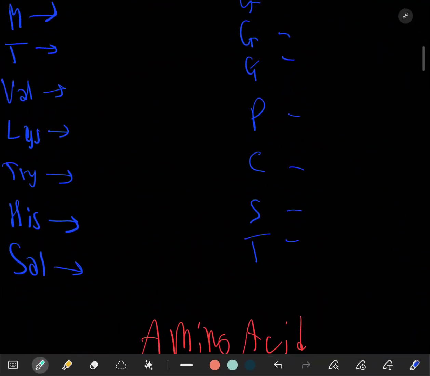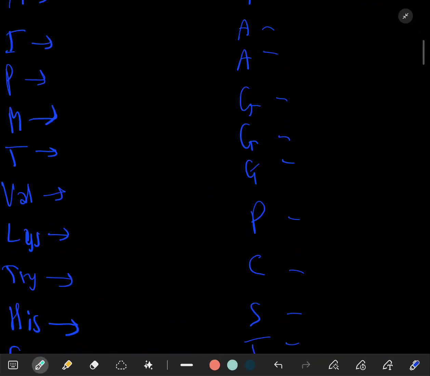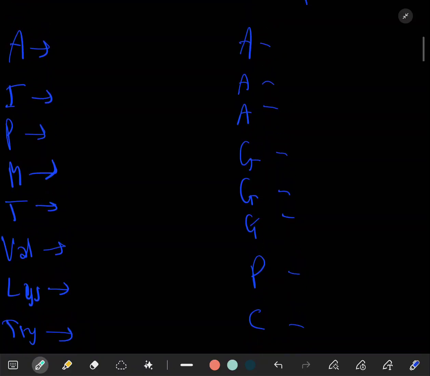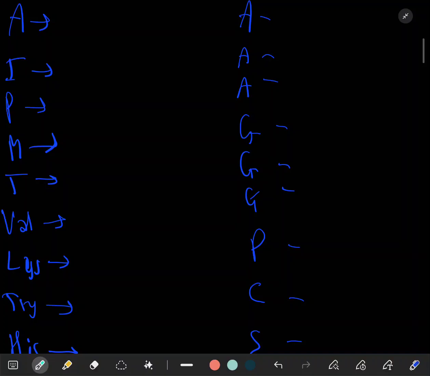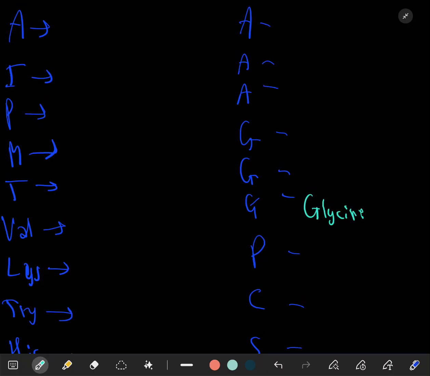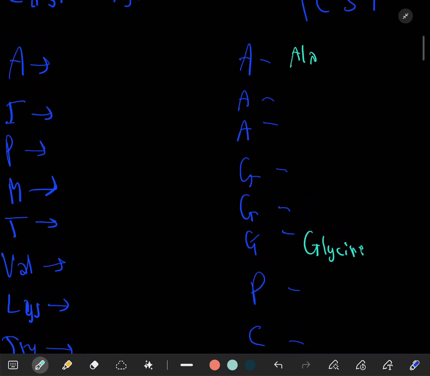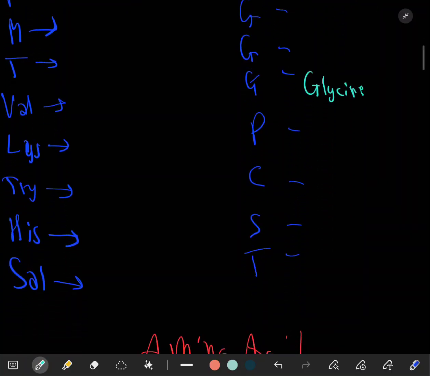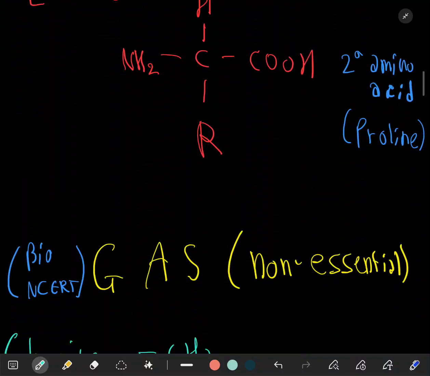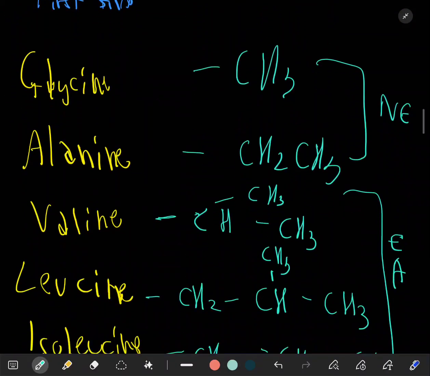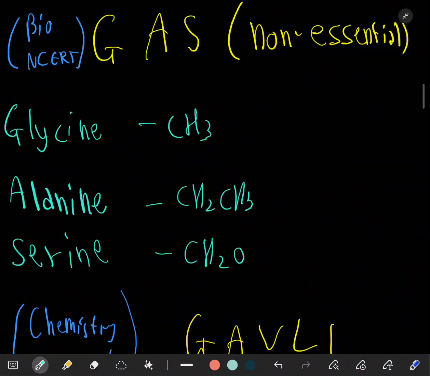So G is, let's use the first G for this. Oh wait, let's just use the last A. I'll let you guys know why. First A and last A, because the two A's and two G's are named similarly. So this would become glycine, this will become alanine, and this will become serine. Okay. And then we have the essential valine, leucine, and isoleucine.